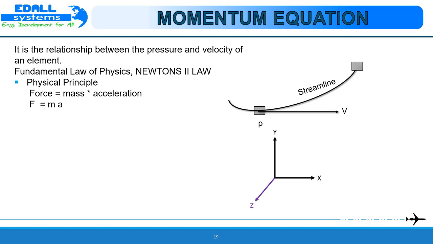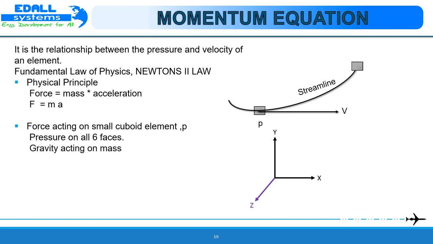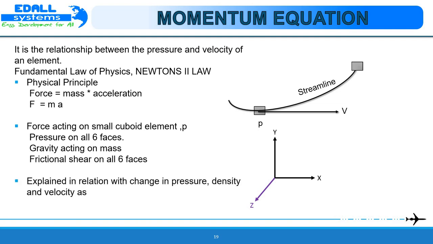Physically, the force is a combination of three phenomena: pressure acting in a normal direction on all six faces of the element, gravity acting on the mass inside the element, and frictional shear acting tangentially on all six faces of the element, explained in relationship with change in pressure, density, and velocity as Euler's equation and Bernoulli's equation. For the time being, we will ignore the presence of frictional forces. Moreover, the gravity force is generally a small contribution to the total force.